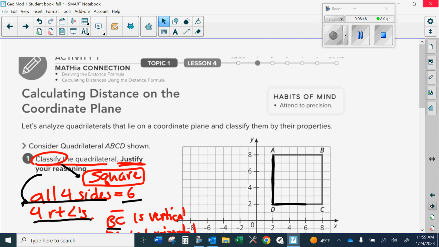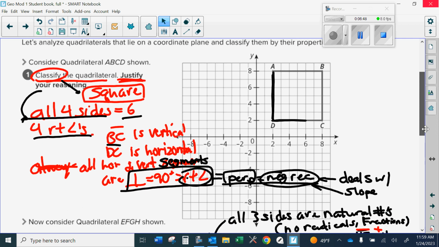Calculating distance on the coordinate plane. Classify the quadrilateral. Okay, we have this. We count all 4 angles are right angles, so that's the definition of a rectangle. Now the only difference is, are all 4 sides equal, which they are, which now makes it a square. A square is 4 right angles and congruent sides.